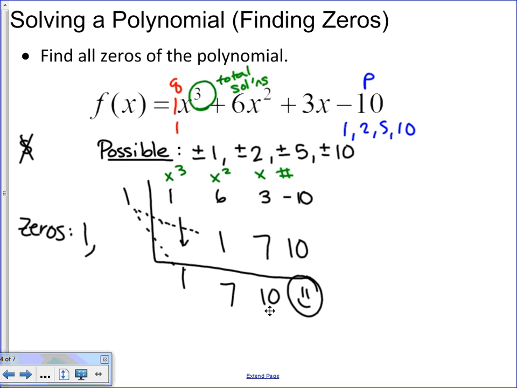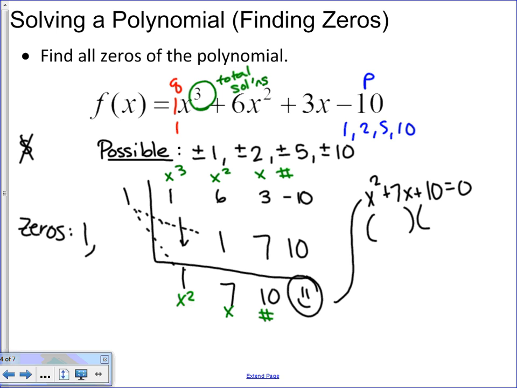Now, since we started with an x cubed, the bottom of our synthetic is now x squared. And so I said, if you get it to be quadratic, I would work with that quadratic and try to either factor it or use quadratic formula. So I'm going to take this and call it x squared plus 7x plus 10. And I'll always check first with these small numbers, can I factor it?